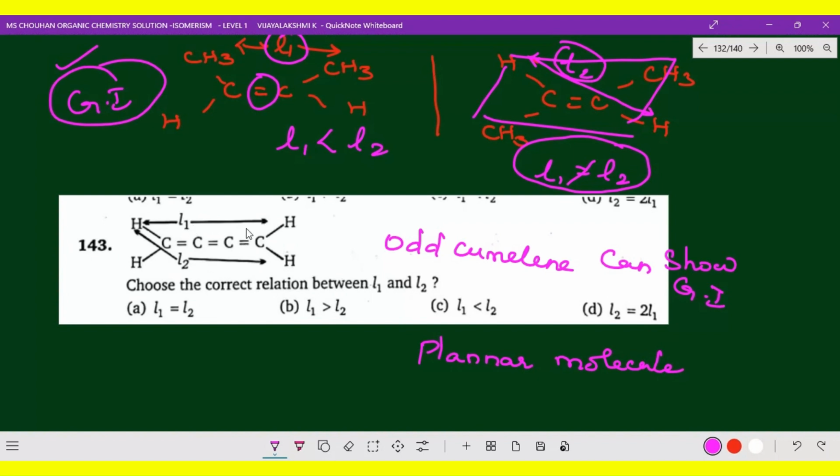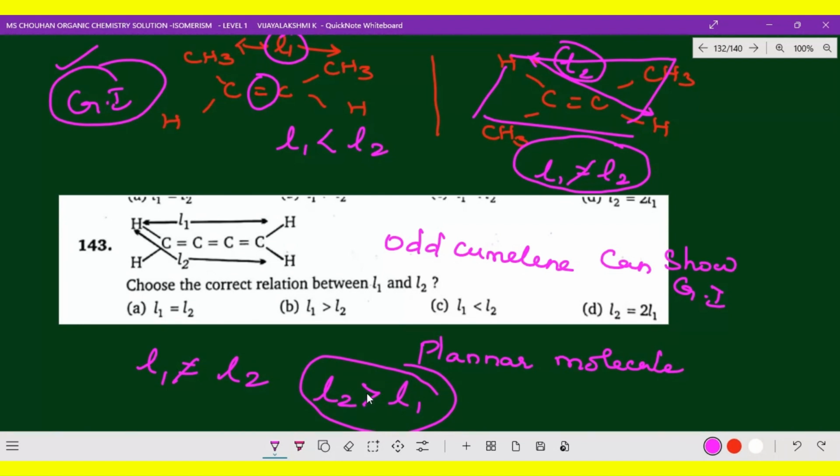So this L1 and this L2, actually, it will not be equal at all. Why? Because it is a planar molecule. So L1 is not equal to L2. That means the higher length means stronger, so L2 will be greater than L1. L1, the length, will be smaller, and L2 is bigger, right? So L2 is greater than L1, right? Okay, hope you got the clarity.